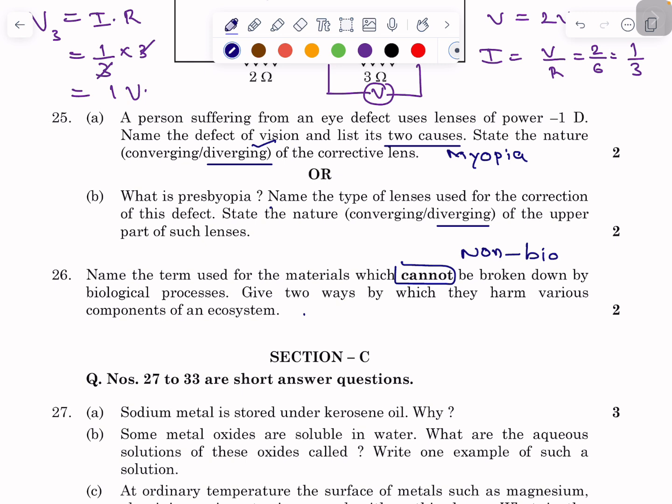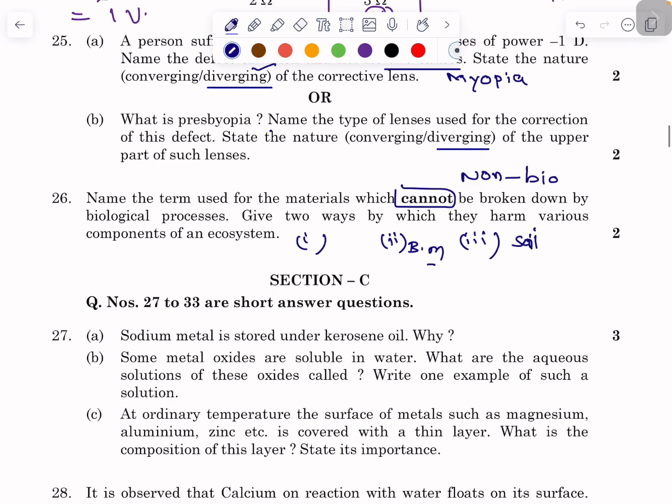Okay, the ways are: the first one is they are inert and they remain in the environment for a long time, which causes pollution; second, they cause biological magnification; and third, they affect the fertility of soil. So these three reasons you can write, right?